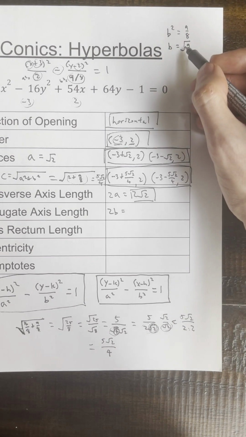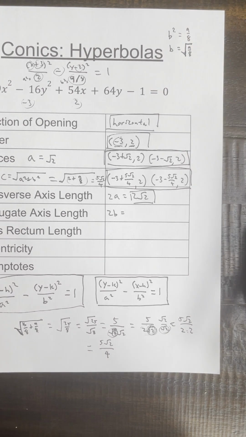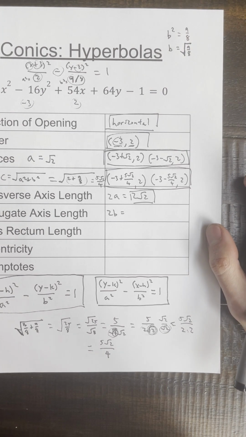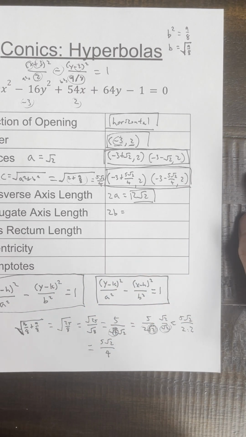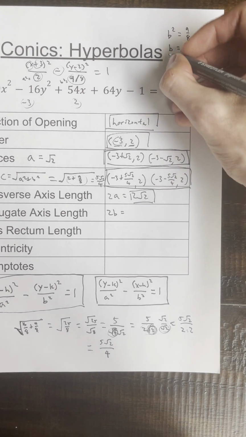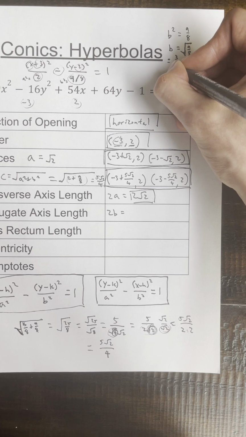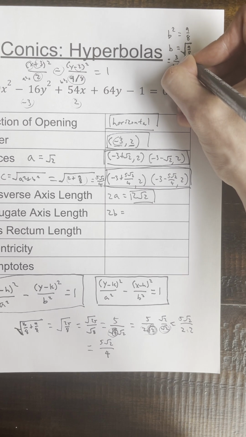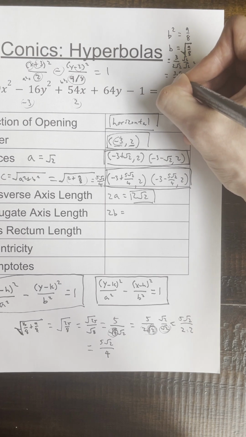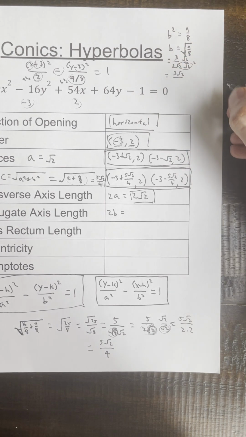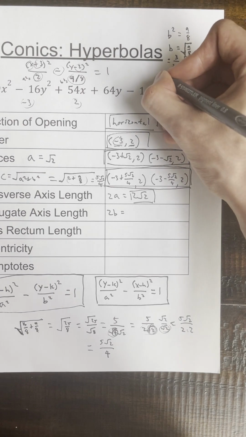As practice, I'm going to let you pause the video and simplify this radical. You just need to repeat my steps here. Okay, so this is going to be 3 over 2 root 2, and then we rationalize the denominator. And this is going to be 3 root 2 over 2 times 2, which is 4. So b is equal to this.